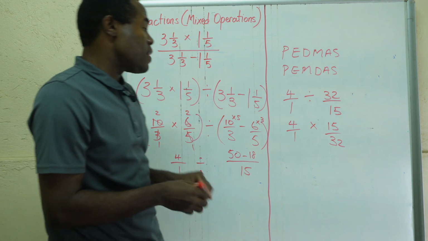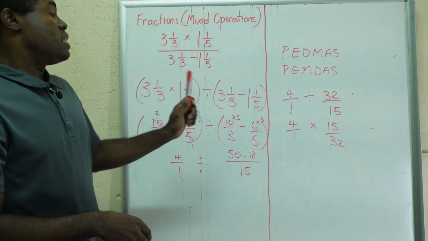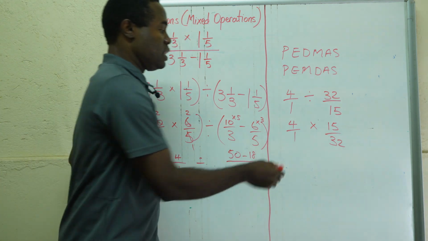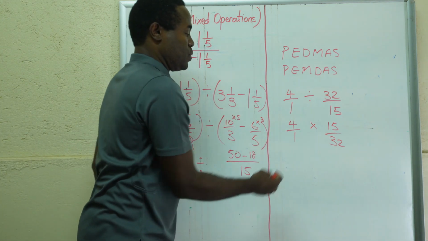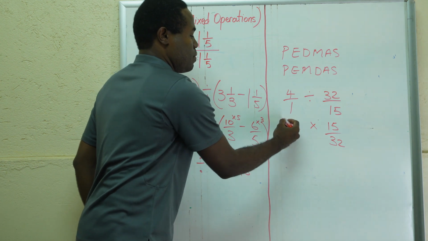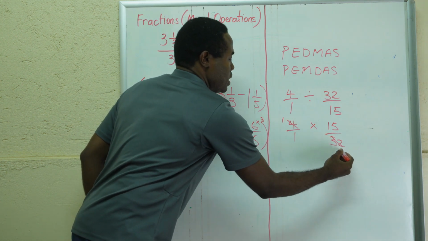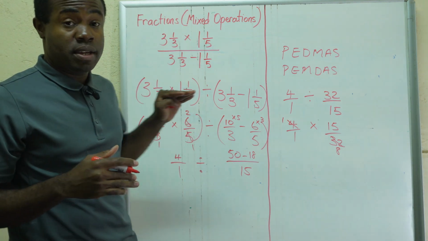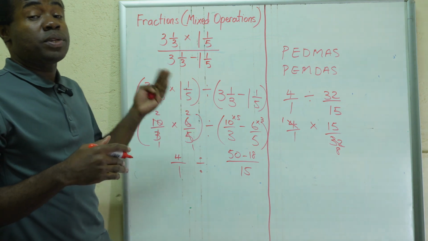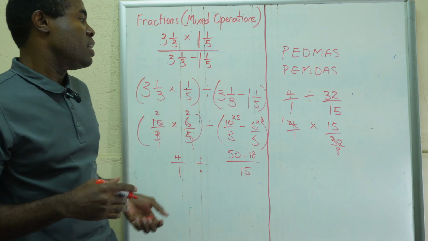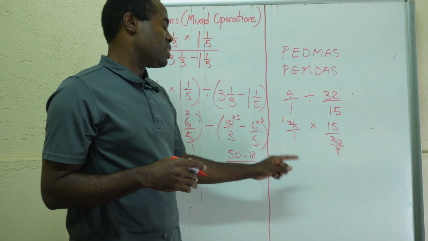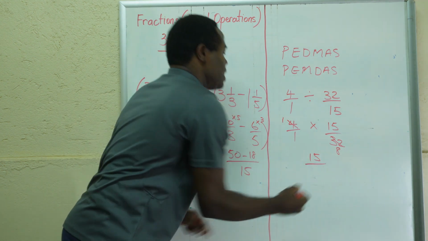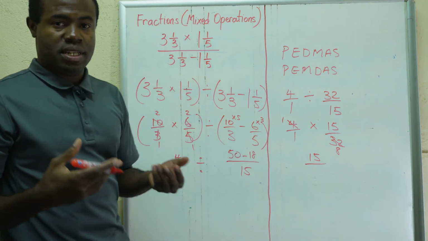So let's investigate this to see if there is anything that can be reduced on the diagonal or on the vertical. As you can see, 4 and 32. All right, so 4 into itself, 1, and 4 into 32 goes 8. Since there's nothing else to reduce right here, we're going to multiply the numerators, after which we're going to multiply the denominators. So in multiplying the numerators, it is 1 times 15, which is 15, and then 1 times 8, which is 8.